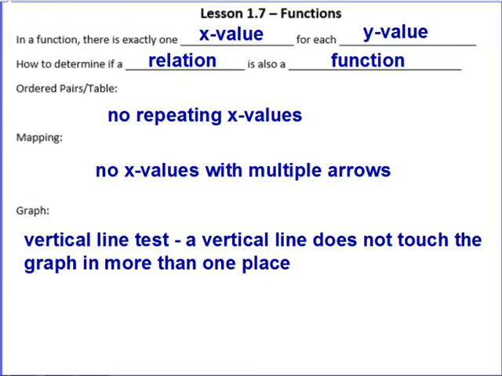If you're given a graph, we're going to do something called a vertical line test. We're going to take our graph and draw a vertical line on that graph. What we're looking at is that my graph can only touch the vertical line in one place. If the line touches the graph in more than one place, then it would not be a function. And we're going to look at some examples so you can see better what I'm talking about.